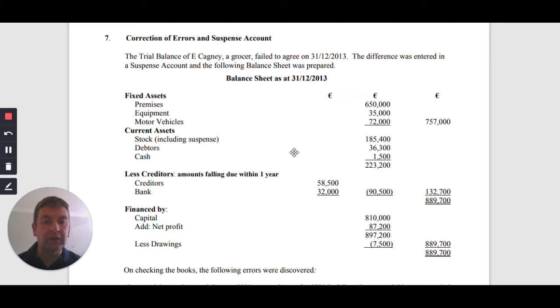With all accounting questions, it's all about practice. Practice, practice, practice. Don't practice until you get it right. Practice until you cannot get it wrong. That's what I say to my students. So let's go ahead and start the question.